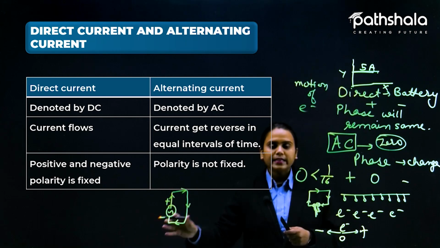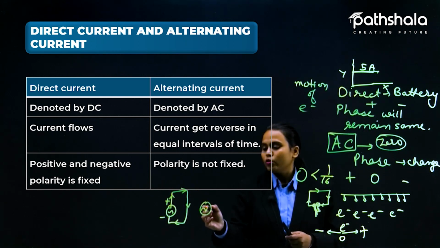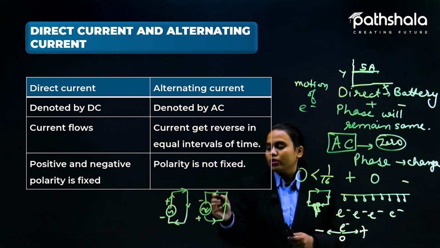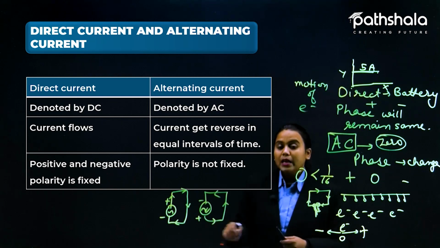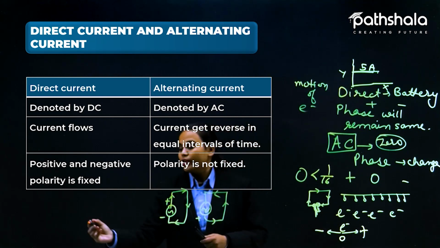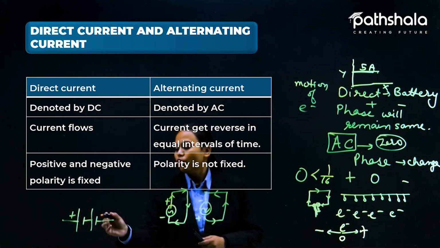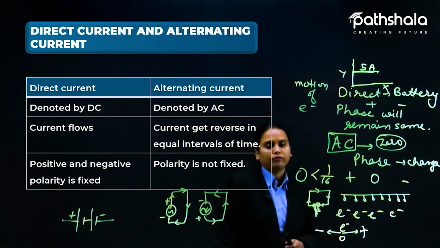So one is positive, so the opposite of it will be negative. If this is positive, this is negative. So now we can say this is negative polarity. But in case of direct current, we always use batteries. So here we will have only positive and only negative, one thing only.